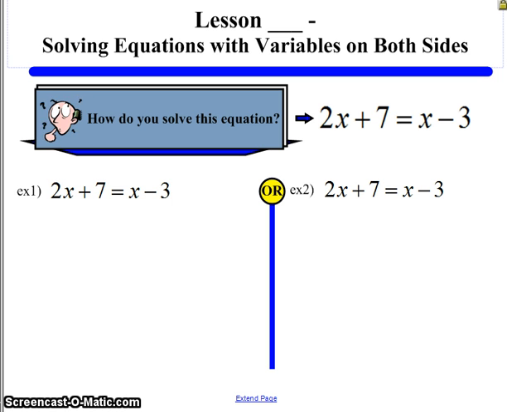So take a look at the first equation. 2x plus 7 equals x minus 3. And you're probably asking yourself, how do I solve this equation? Well, you've really got two options. What you need to notice is that up until this point, the variable has always been either on the left or on the right side, never both.